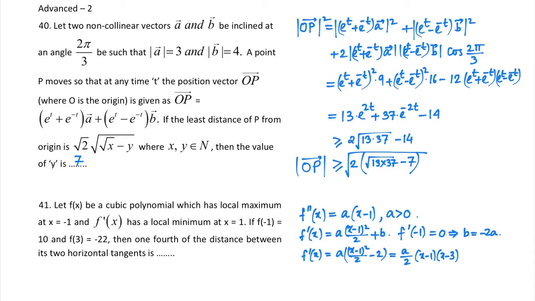Now let us look at the question. It is given that f of minus 1 equal to 10 and f of 3 equal to minus 22. Then 1/4 of the distance between two horizontal tangents. Distance between two horizontal tangents is what? That we have to find. What is the meaning of that? Let us try to understand graphically.